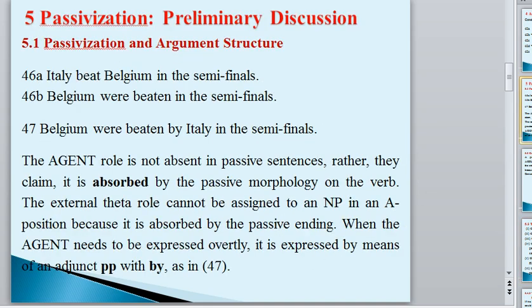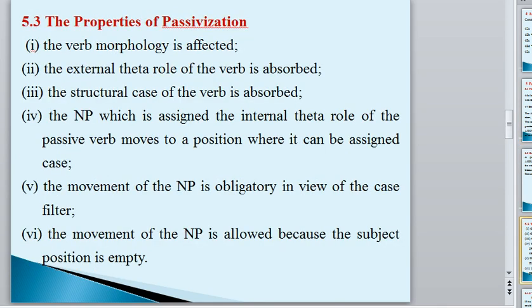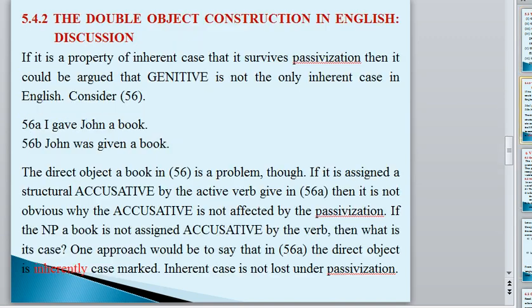As you see in the example here, the subject position is empty, so Belgium can move to the subject position. These are the properties of passivization and passive sentences.